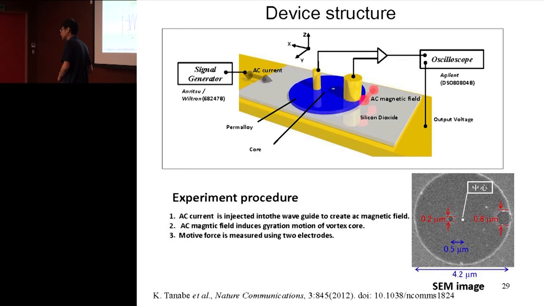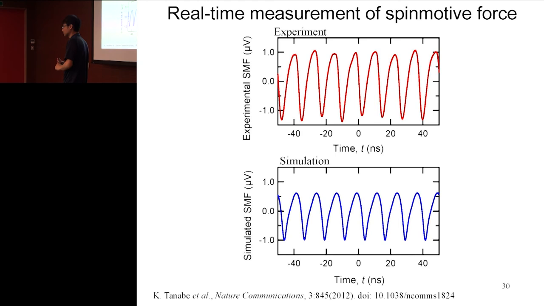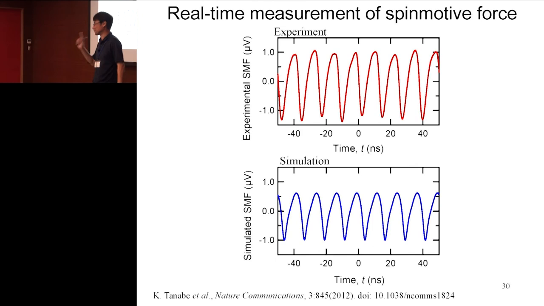So your measurement is about the voltage, not directly the magnitude of the spin current, the density of the spin? Yes, this is not a measurement of pure spin motive force.